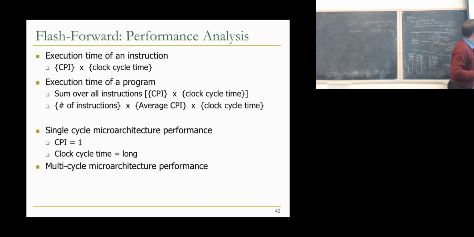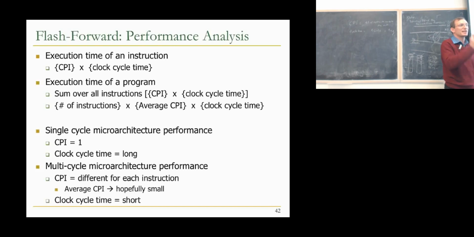On the other hand, in multi-cycle microarchitecture performance, CPI is different for each instruction, right? Cycles per instruction is different. It takes, let's say, 1 cycle to execute an add versus 50 cycles to execute a divide. Now you made those 2 different instructions independent. As a result of this, clock cycle time is short. You've determined your clock cycle time in some other way.